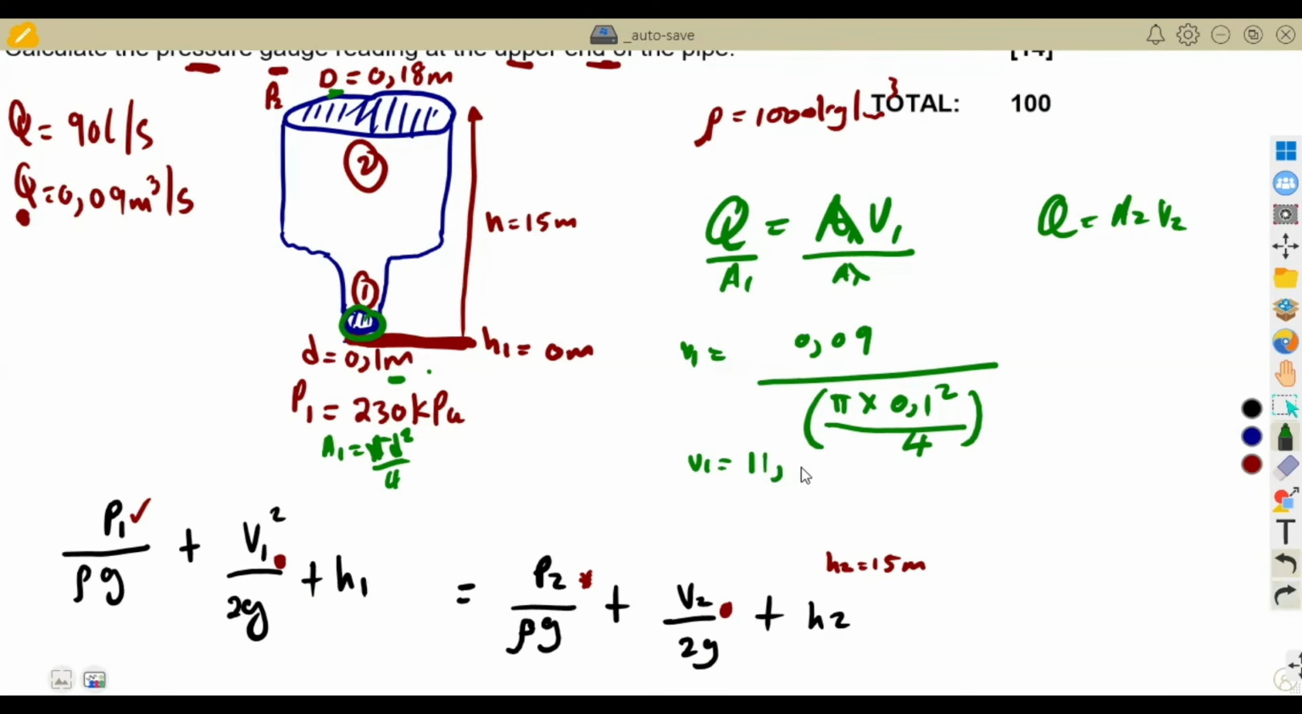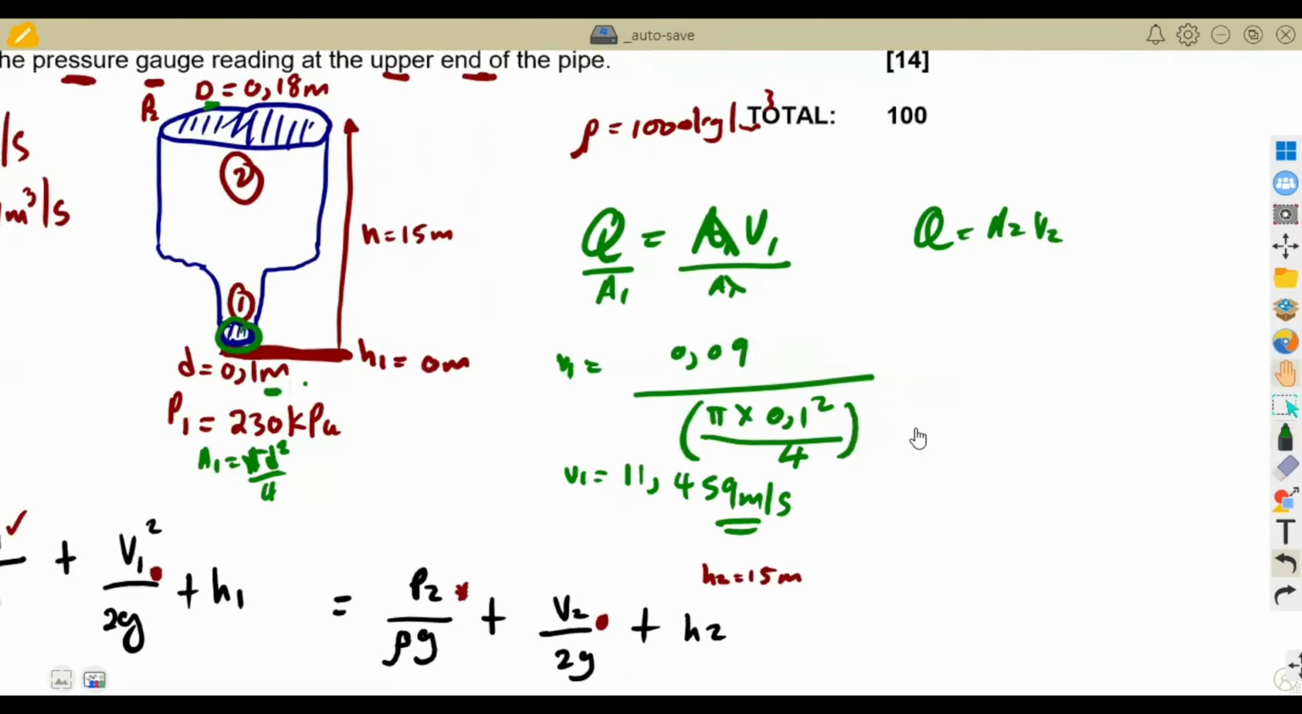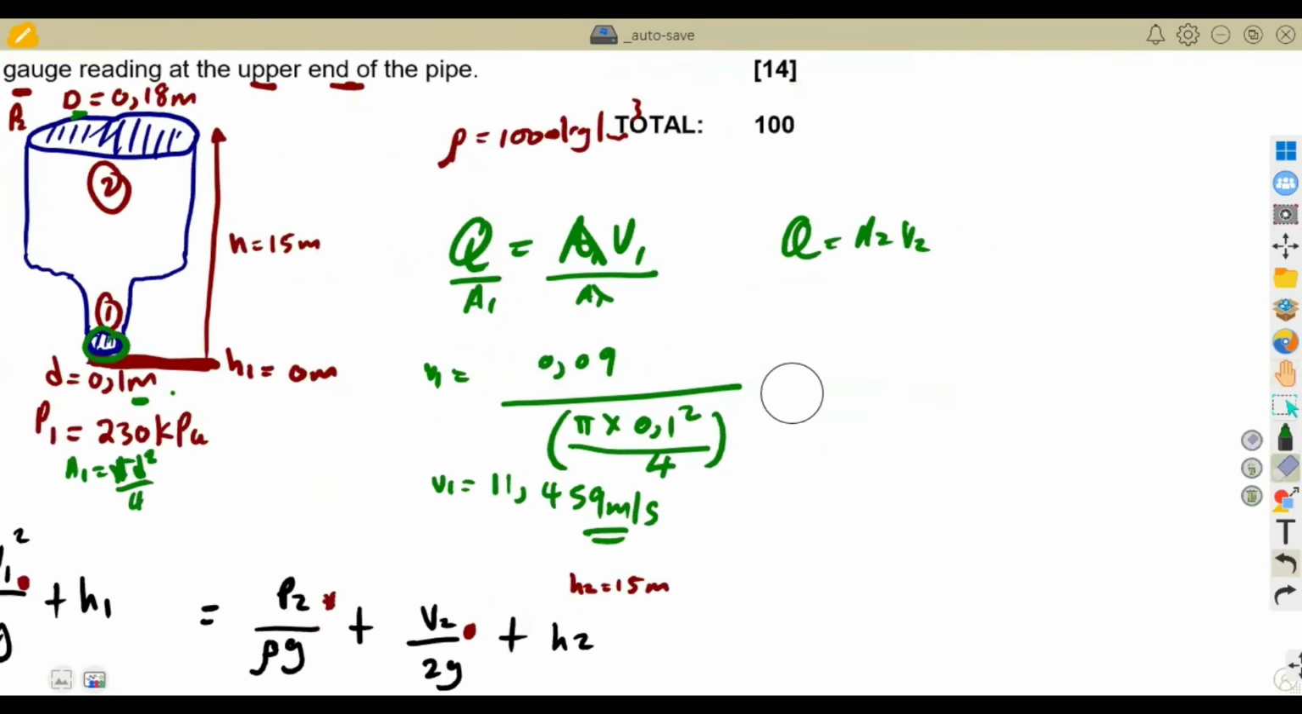11.459. That is 459 meters per second. So you do the same thing for V2, only that for V2 you are now using area 2. So the diameter there is going to be pi d squared over 4. That is the area 2 that you have at the end there. So thus our V2, just divide by area, so it's going to be Q over A2.